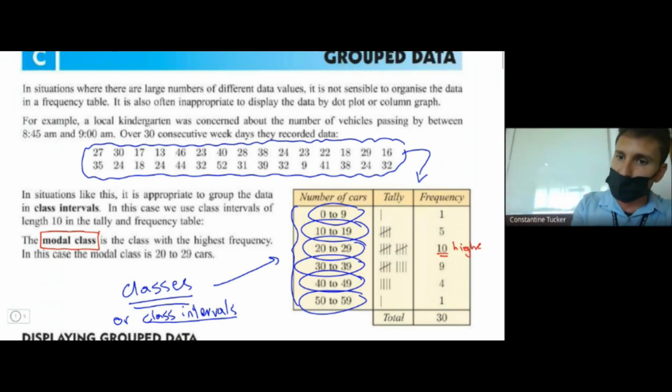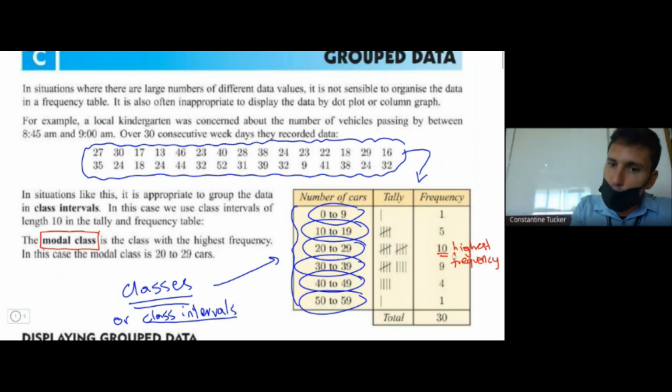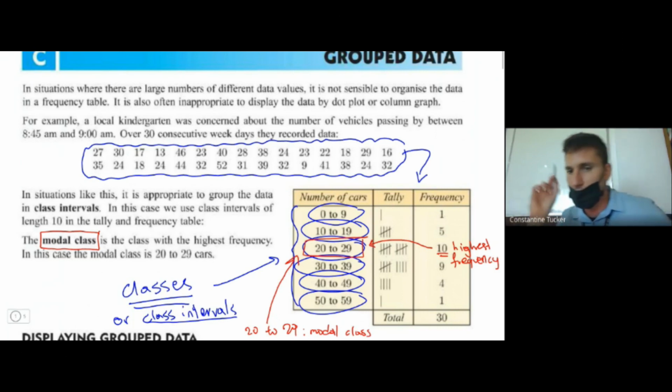Now, a lot of students would get confused here. They would say, oh, I know, the mode is 10 in this case. No, that's how many things you have here. The mode will be found here. So this is now the modal class. So that 20 to 29. 20 to 29 is the modal class. So it's the class with the highest frequency.